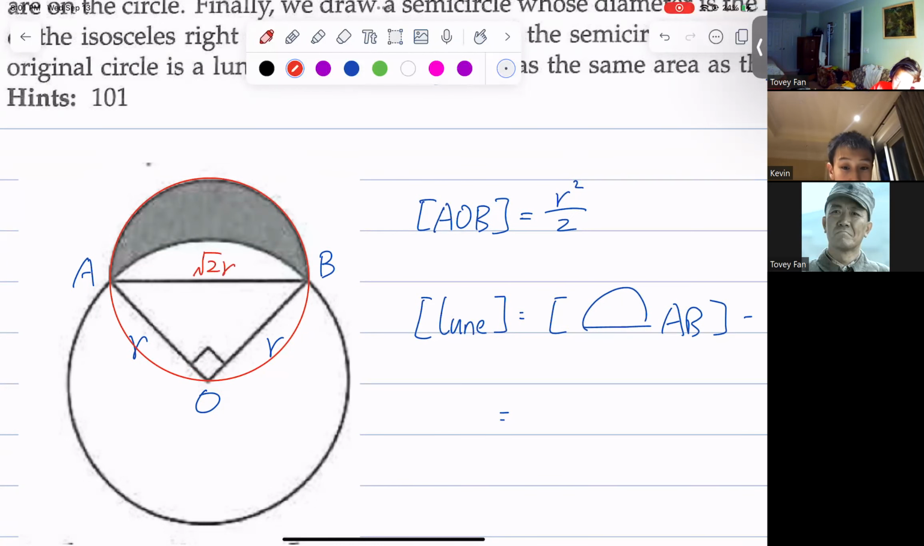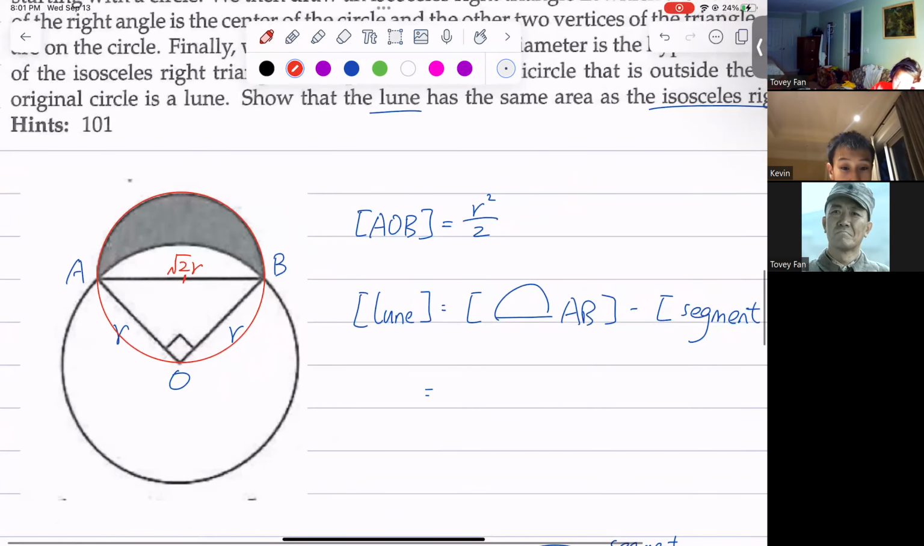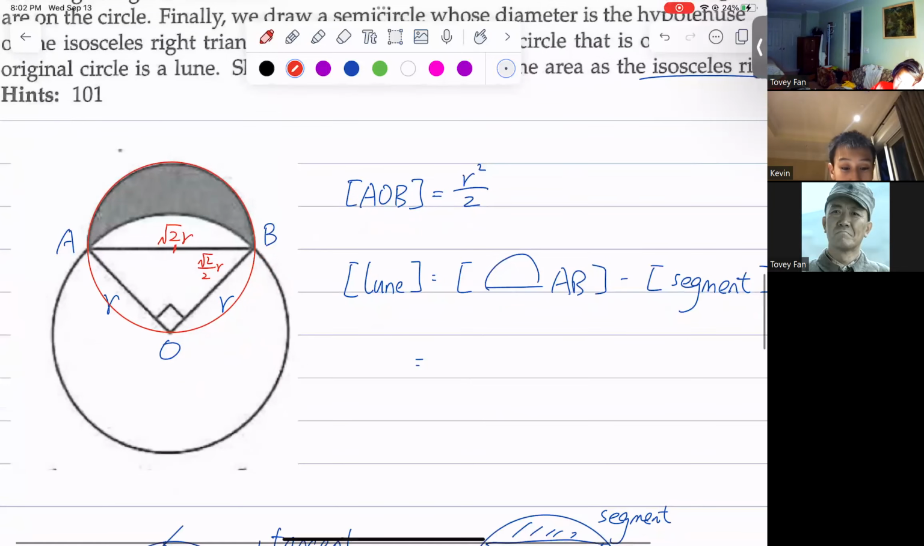So what is the radius? The radius is root 2 R divided by 2. Yeah, very good. Root 2 over 2 R. Okay, that's the radius, you see? So how do we find the area of that semicircle?